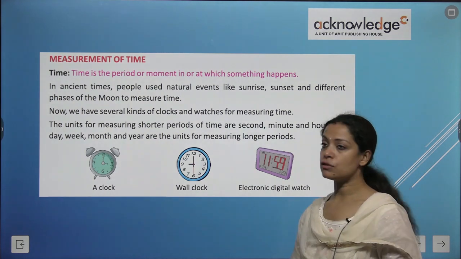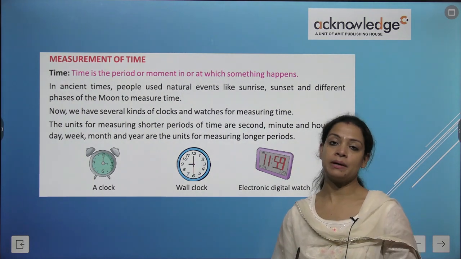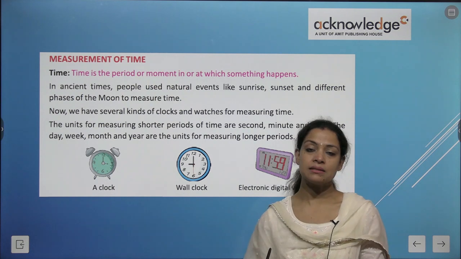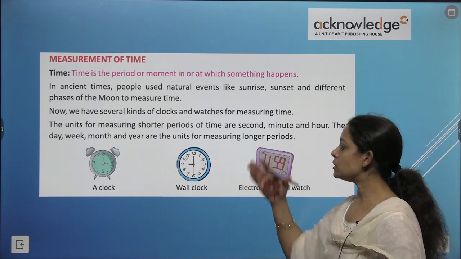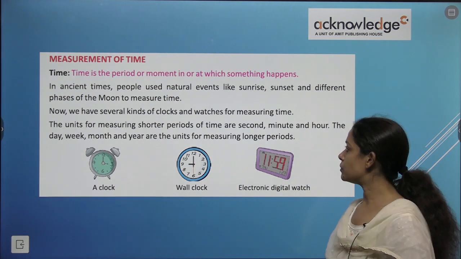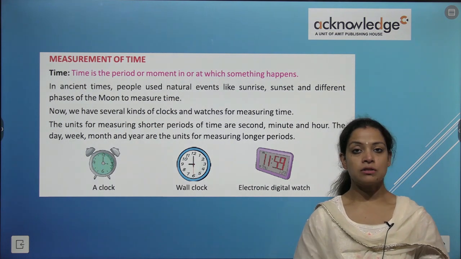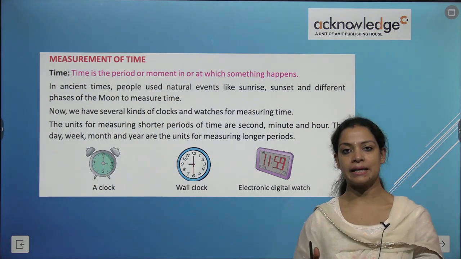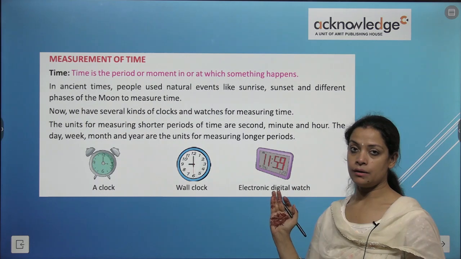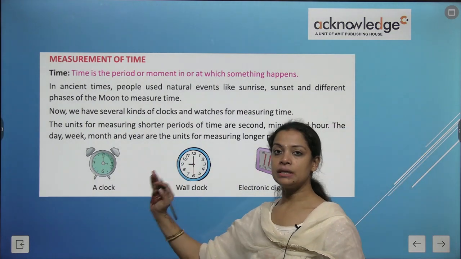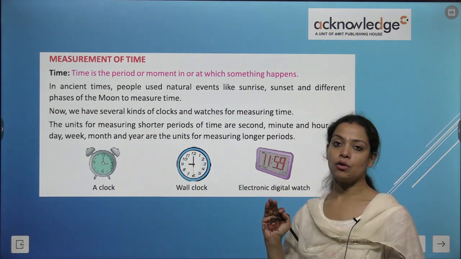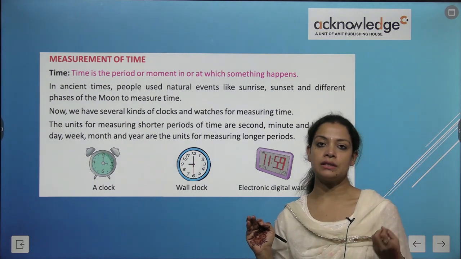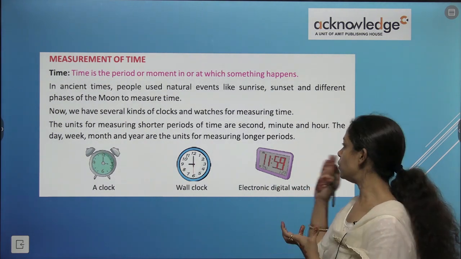So we have several kinds of clocks and watches now. अब हमारे पास स्मार्ट वॉच भी है, डिजिटल वॉचेस है, मोबाइल्स है to check on the time. The units for measuring shorter periods of time are second. So सबसे short unit क्या होता है? Second, then minute and then hour. Correct? Now days, week, months, year, they are also there to measure the time which is of longer periods.